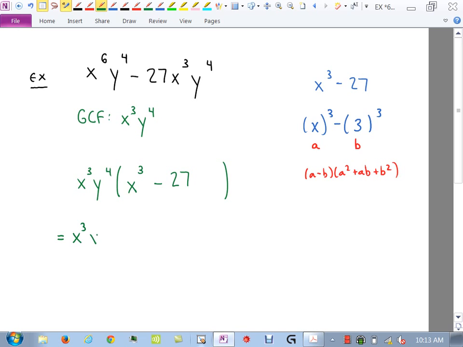X cubed y to the 4th. I'll have a small set of parentheses, then a larger set of parentheses, right? This is for my 2 terms. This is for my 3 terms. 2 terms, 3 terms. What's a minus b?